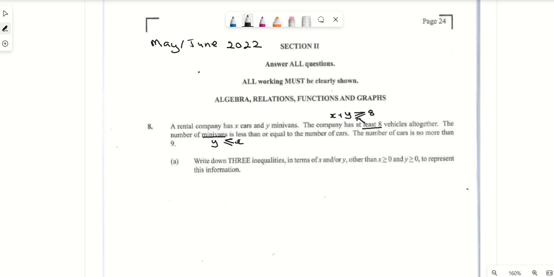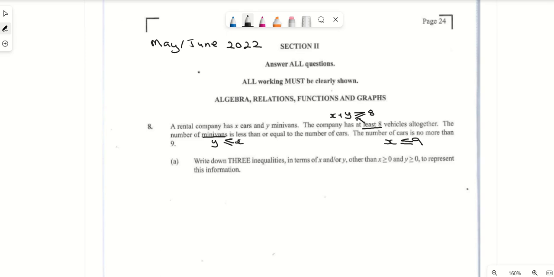Which is X. And then they said the number of cars has no more than 9. So they're saying that cars, the most amount that you could get in cars is 9, right? Because they said no more than 9. Anything above 9 would be more than what they have. So X, which is cars, is no more than 9. So X is less than or equal to 9, right?